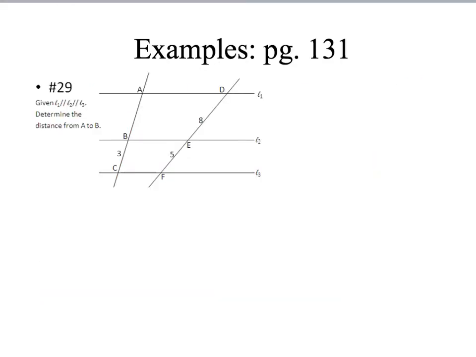This slide is an example of the side splitter theorem. With the side splitter theorem, when 3 or more parallel lines are cut by 2 transversals, the parallel lines cut off proportional segments on the transversals. So for instance, AB over BC is equal to DE over EF. They're not all equal to each other, but they make equivalent fractions.